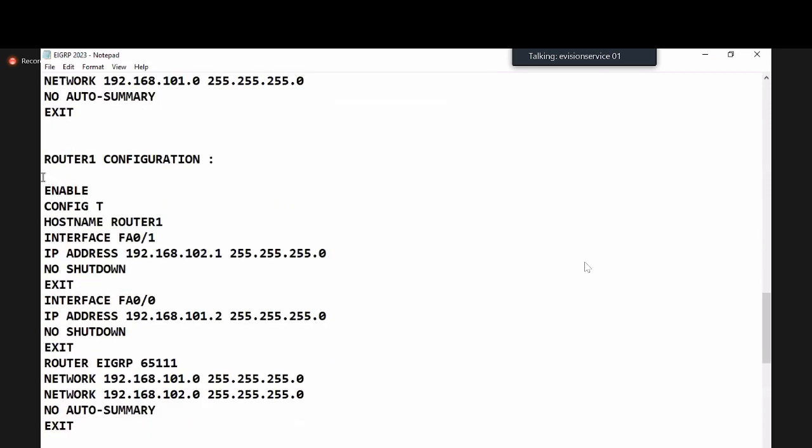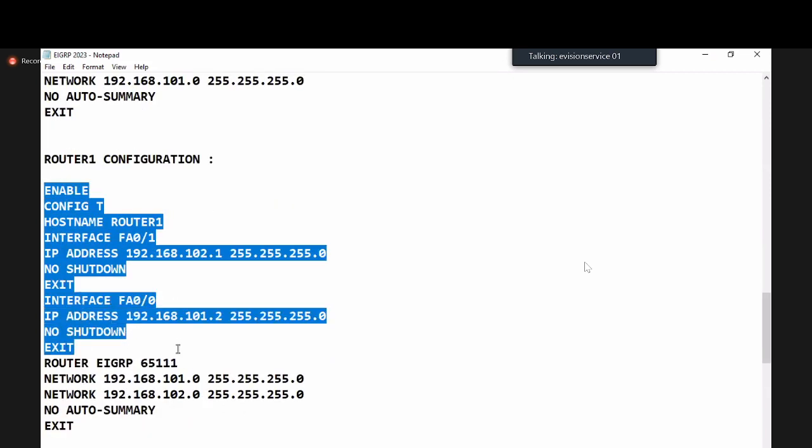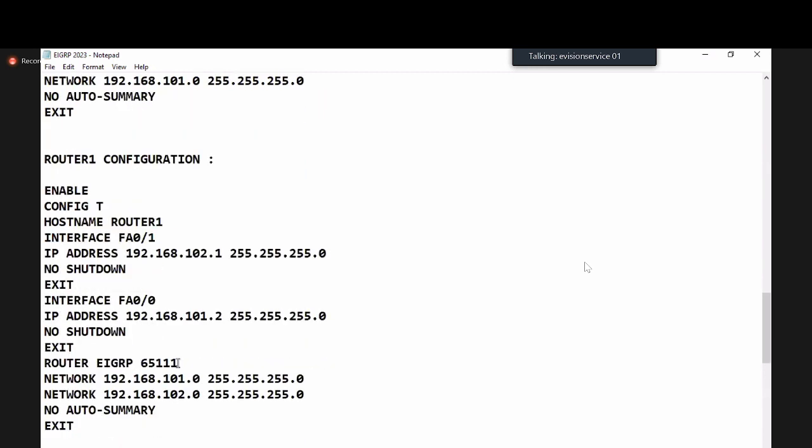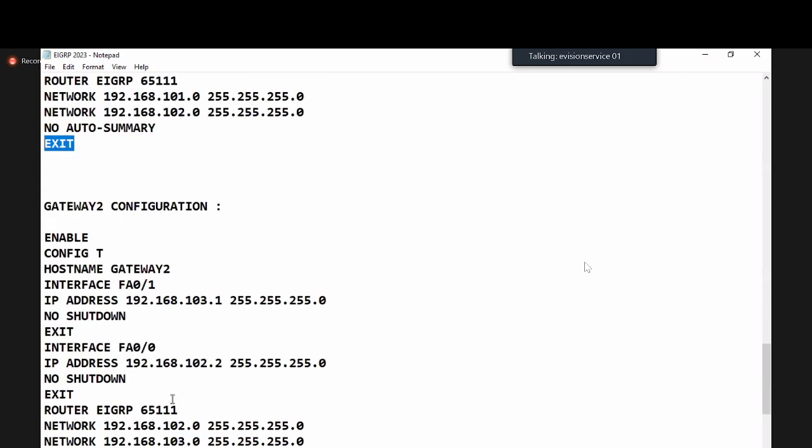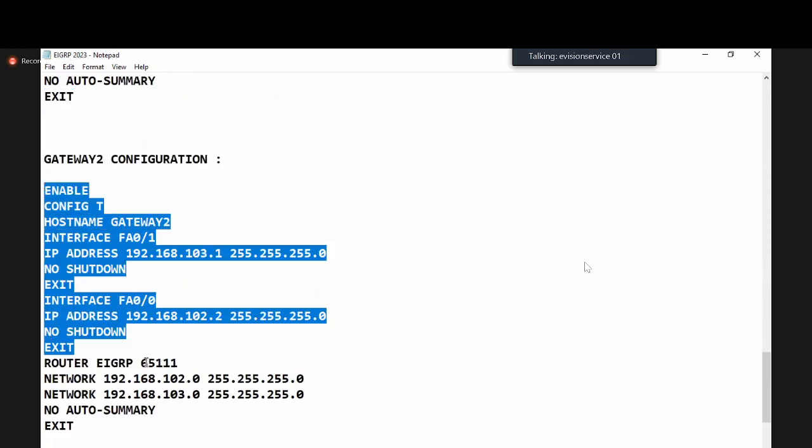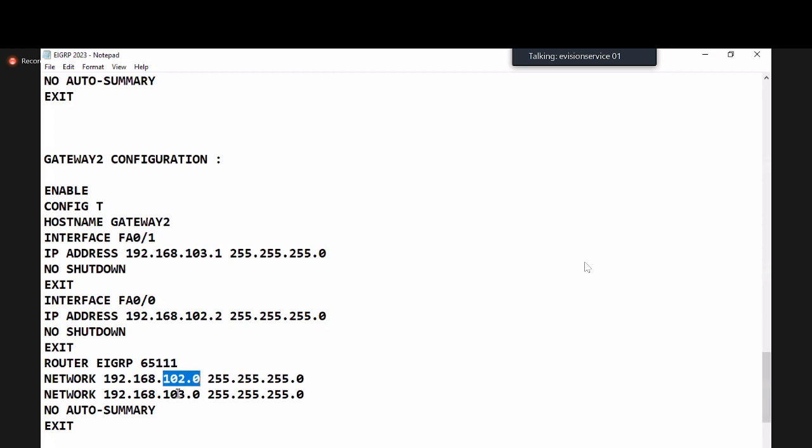Then router 1 configuration, that is your base IP configuration. Then the same number, you can see that I'm using the same number. Now router 1 is connected to LAN 2 and LAN 3. So this is your LAN 2 and 3 network ID and subnet mask. And we are giving no auto-summary and we are saying exit. And coming to gateway 2, the same configurations, autonomous system number. Gateway 2 is connected to LAN 3 and LAN 4. So that is your subnet mask. We say no auto-summary and exit. So once we do all these configurations, your EIGRP routing will be performed.